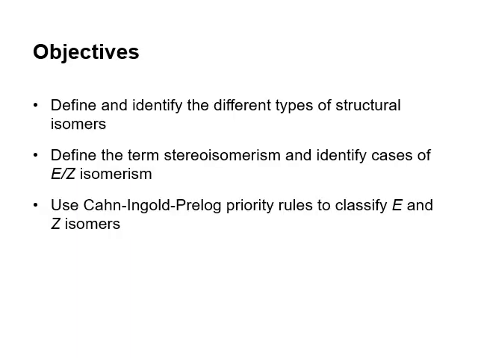So this lecture carries on looking at organic chemistry. What we're hoping to do is define and identify the different types of structural isomers, define the term stereoisomerism, and identify cases of what we call EZ isomerism. And then we want to look at using Cahn-Ingold-Prelog priority rules to classify E and Z isomers.